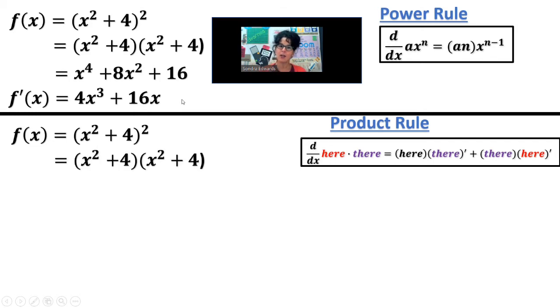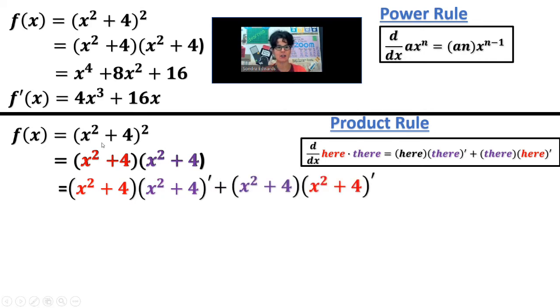Okay, another way with our new rule, the product rule, is we can take the red one times the derivative of the purple plus the purple times the derivative of the red. All right, so I'm just setting that up. Not actually taking the derivative yet. Okay, one more time, red times purple prime plus purple times red prime. Now I'm going to go ahead and find the derivative of what's here.